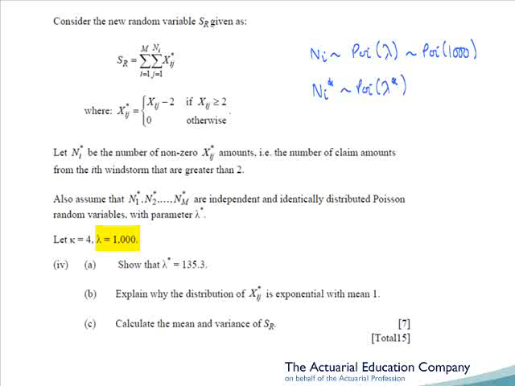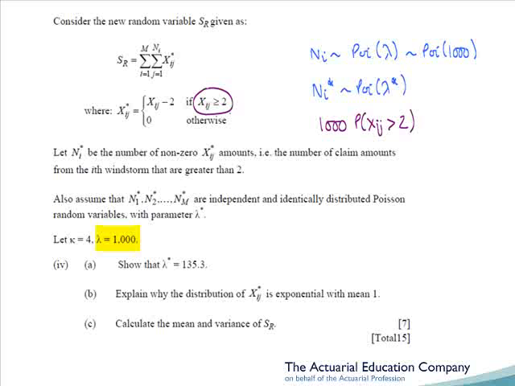Well, they'll be non-zero if Xij is greater than or equal to 2. And the lambda star is going to be the mean number of Xij greater than 2 results we're going to expect to see. So here's the probability of one of the Xij stars being non-zero, but we've got 1000 of them, and this will give us our lambda star of 135.3.